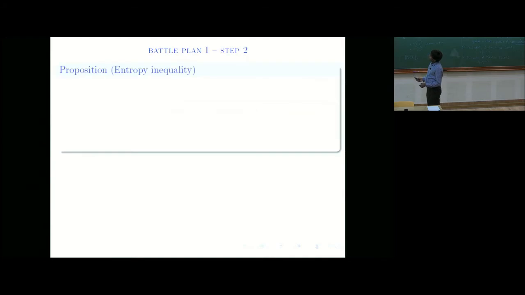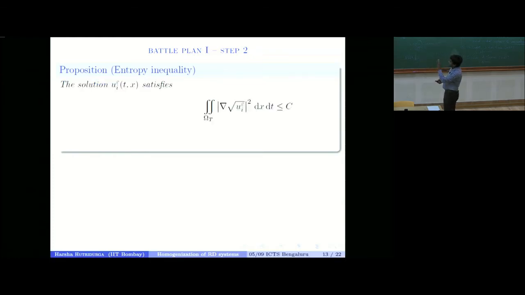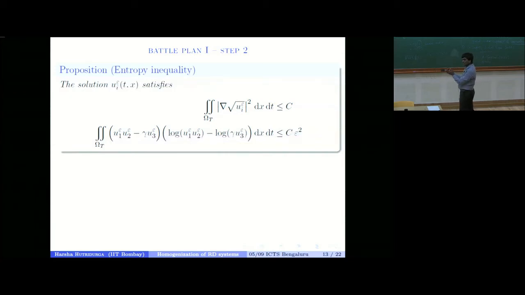Now we will show this estimate, the entropy inequality: that the solution to this problem, for each i, the L2 norm of the gradient of the square root of that concentration is uniformly bounded. This is integral in time and space. Also, in the computation, you will gather this particular estimate. As you will see, the reason you get this is that you are using the logarithm of the u_i's as the multipliers in your energy method.